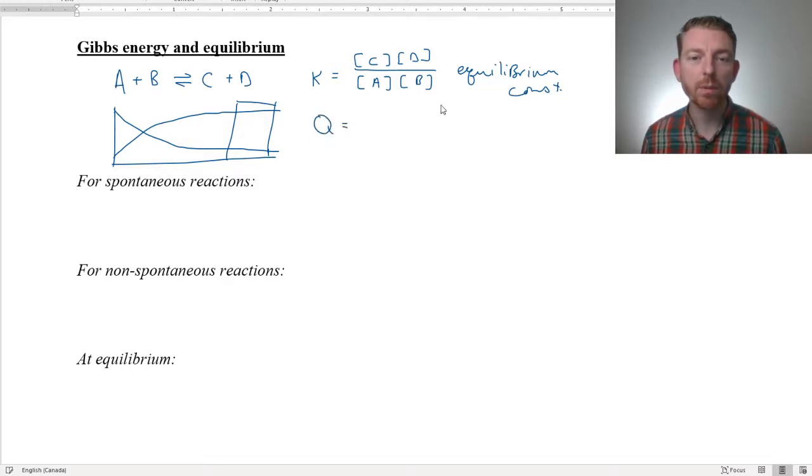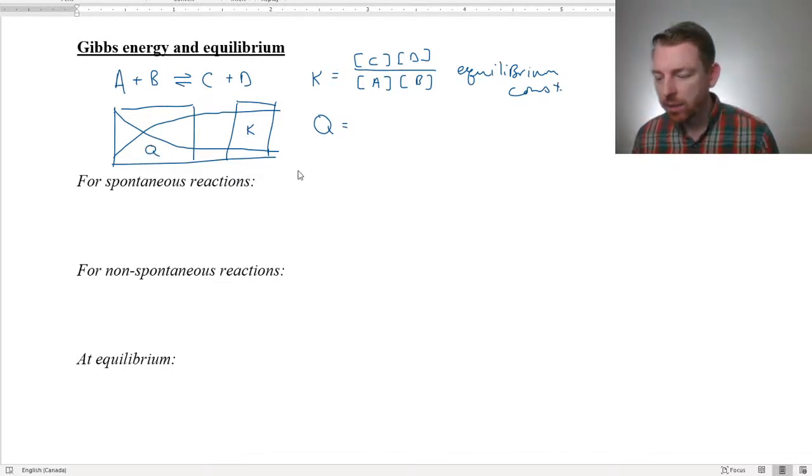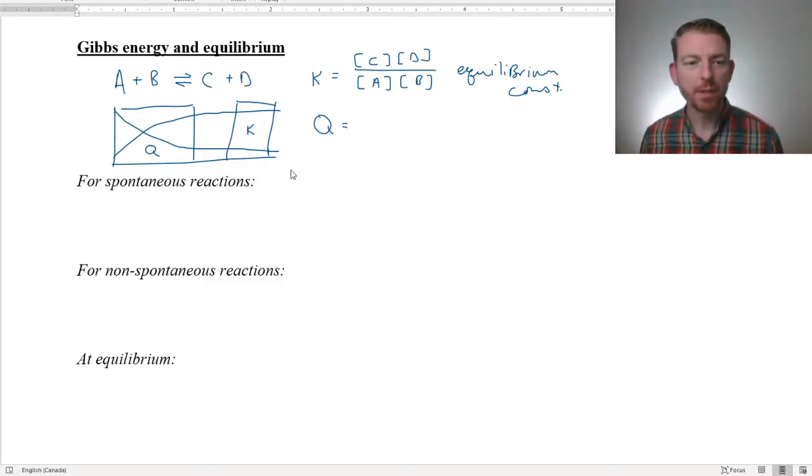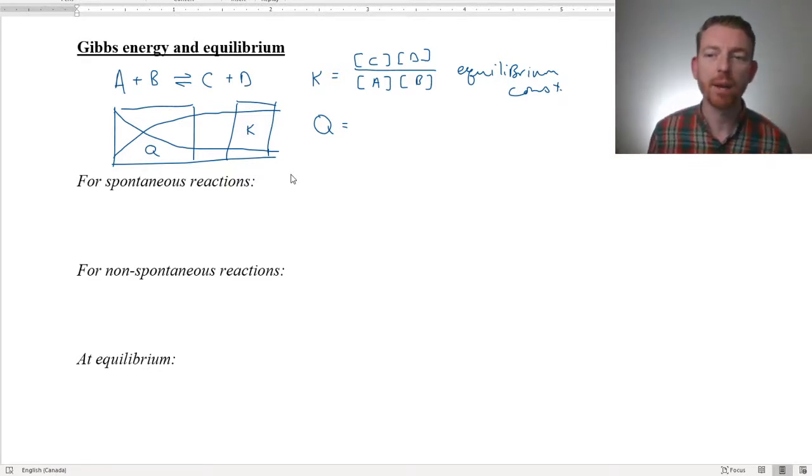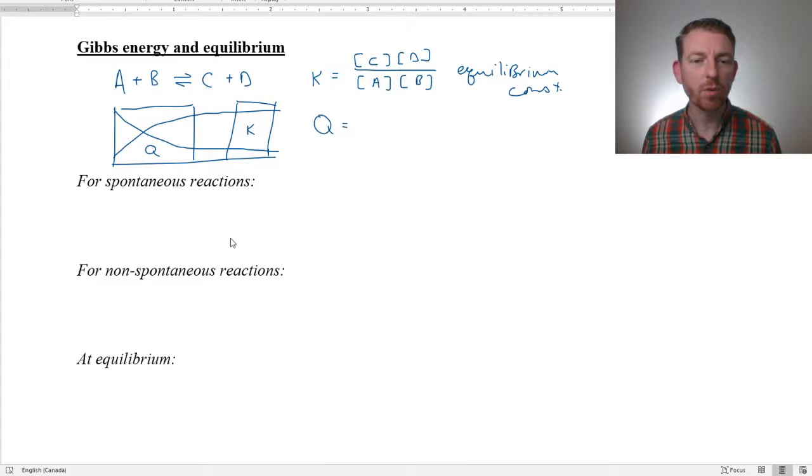You might also remember that anytime outside of equilibrium, this ratio is called Q. So it's equal to exactly the same thing, but it would be at any period while it's still changing. So this would be K at equilibrium, and Q anytime before that. So for spontaneous reactions, how are we going to tie this idea of equilibrium back to Gibbs energy? Well, if we have not yet reached equilibrium and this reaction is going to proceed, we have some ratio that continues to change, and we're in this Q region, but let's take it all the way to equilibrium.